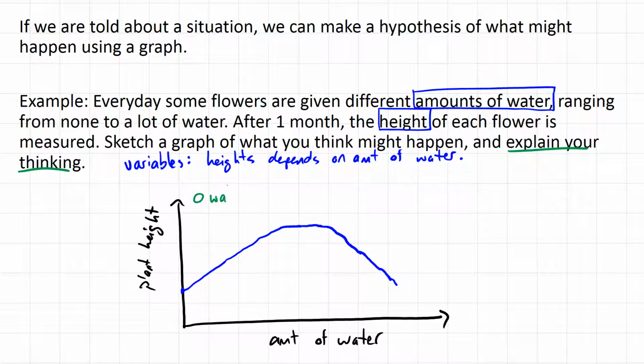0 water, plant still grows. And I'll put a little arrow showing the part that I'm talking about there. And then we could say more water equals healthier plants. For the increase here at the beginning, more water equals healthy plants.